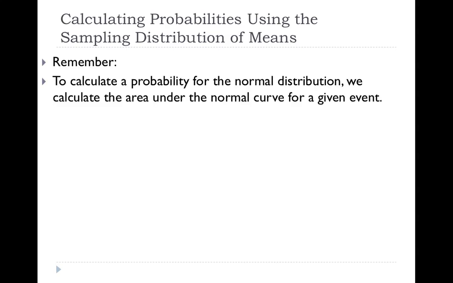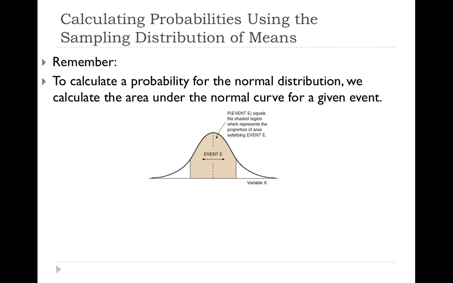Okay, so to calculate a probability for a normal distribution, we calculate the area under the normal curve for a given event. This image should look familiar. We did talk about this in Chapter 7. On the horizontal axis, we have variable x, and the probability that variable x will be somewhere between this location on the horizontal and this location on the horizontal is found by looking at the area under the normal curve between those two values. That is considered the probability of that event happening.